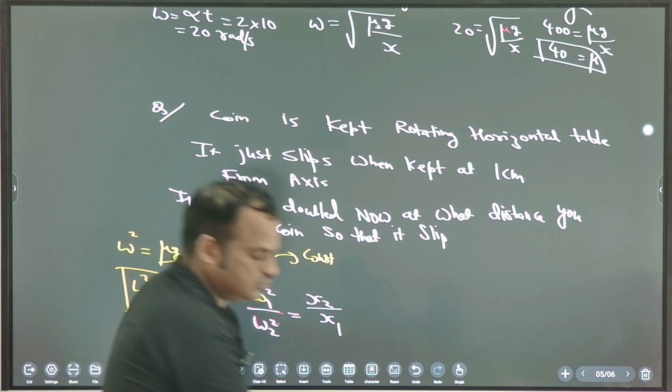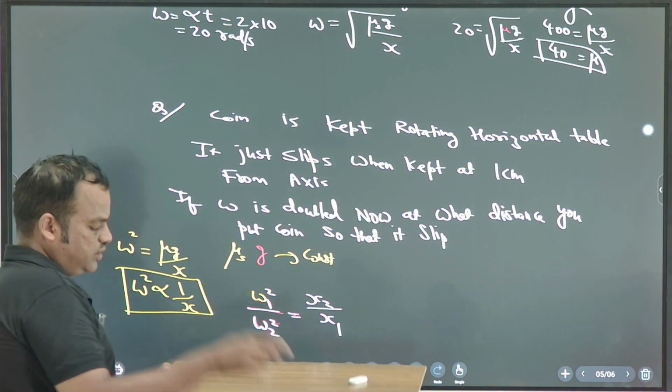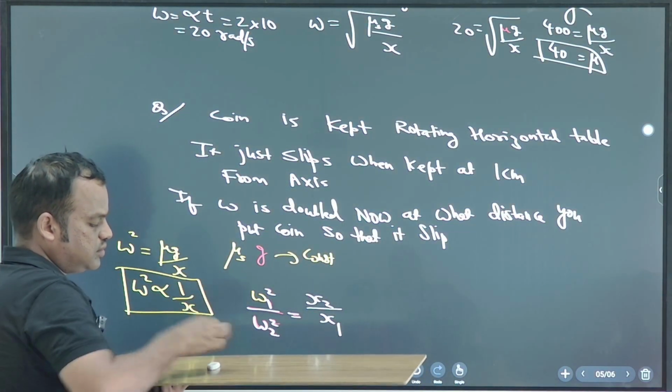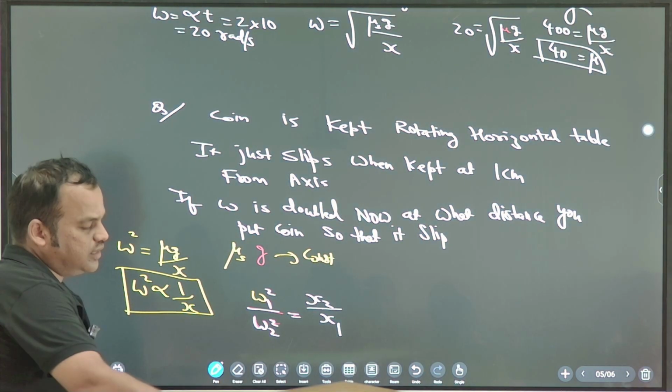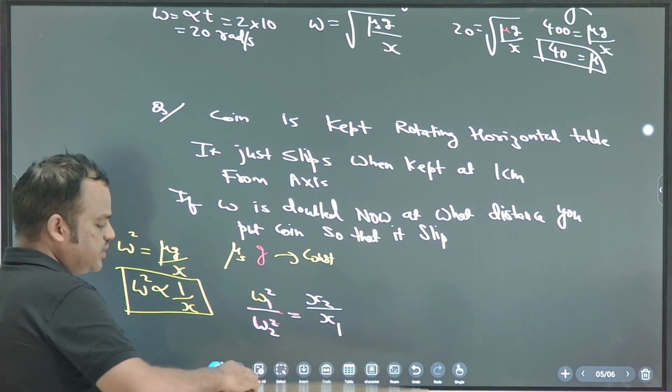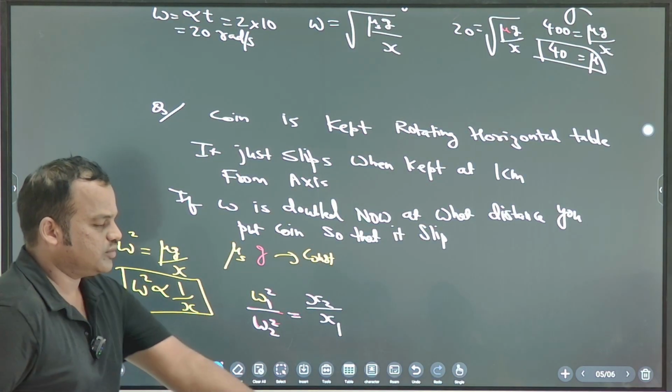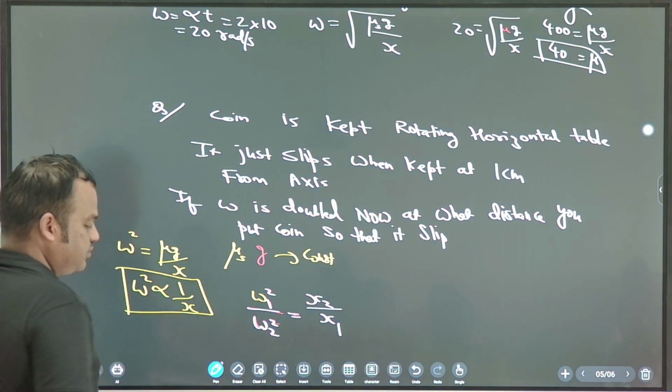So see, if this is the axis, now x is less, so I have to rotate very fast. Then only it can slip. Now I am not able to rotate that fast. Very fast you have to rotate like this.